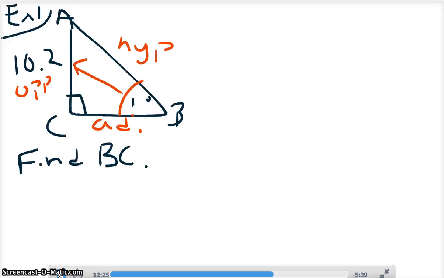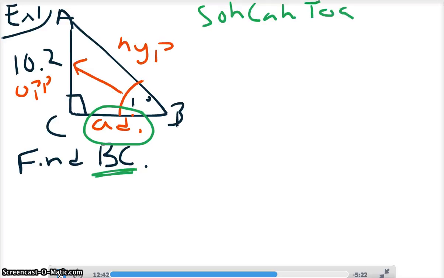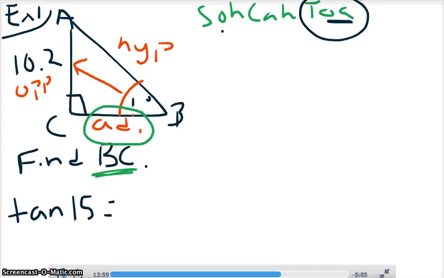Figure out which trig function you use. They gave me my opposite, and I'm looking for BC, so I'm looking for my adjacent. If I'm thinking about SOHCAHTOA, you don't have to write this part down because you should already have it on your notes at the top. The one that has opposite and adjacent, that's the TOA part. So that's tangent. So I'm going to do tan theta. Theta stands for angle. 15 is my angle. Equals opposite, which is 10.2, over adjacent, which is, I don't know, which is x.